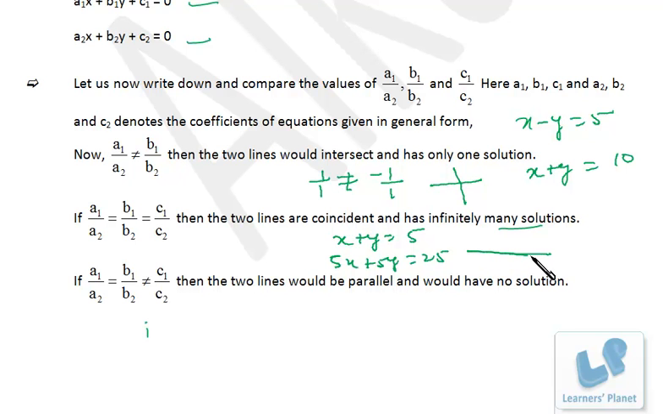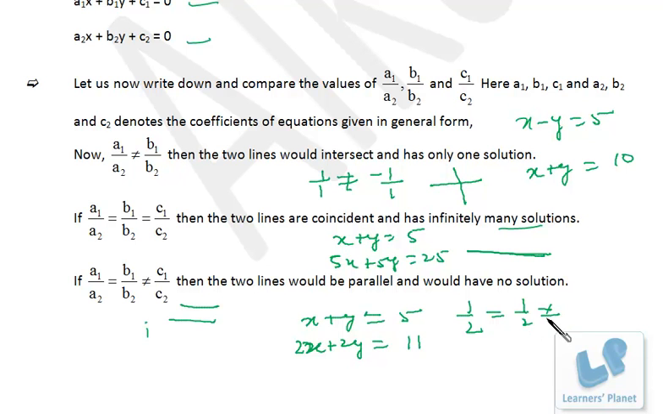So this is the situation like this. And the third one is when the two lines are parallel. Suppose x plus y is equal to 5. Then the other is 2x plus 2y is equal to say 11. In this case, a1 by a2 is 1 by 2. That's equal to b1 by b2, that's also 1 by 2. But that is not equal to c1 by c2, that is 5 by 11. Right? So in this case, the lines will be parallel. So you won't be getting any solutions or any intersection of these two lines.